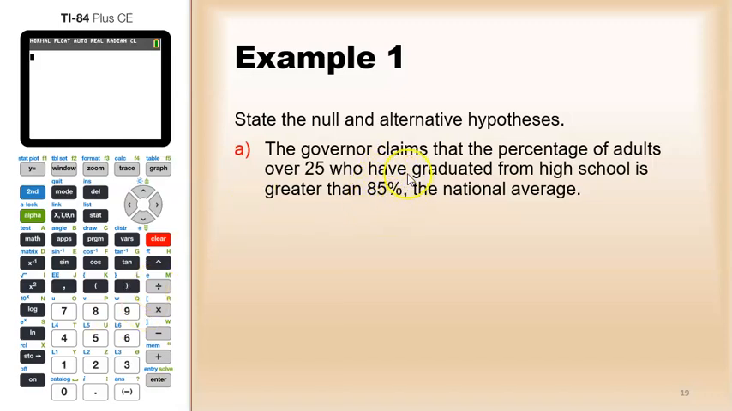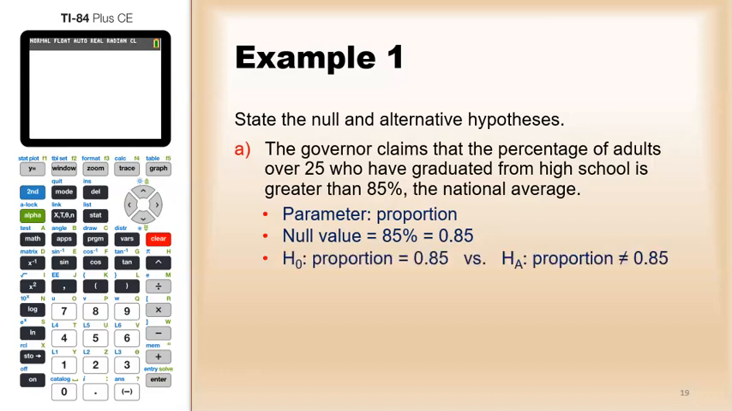So we have 85%. This is a proportion, and this is what we're trying to prove, so we're going to set this as the null value. That's going to make my claims. The null hypothesis will be the proportion is equal to 85%, and the alternative is not equal to 85%. Again, the way a hypothesis test works is, let's try to prove it's not 85% first, then we'll worry about whether it's greater or less than 85%.